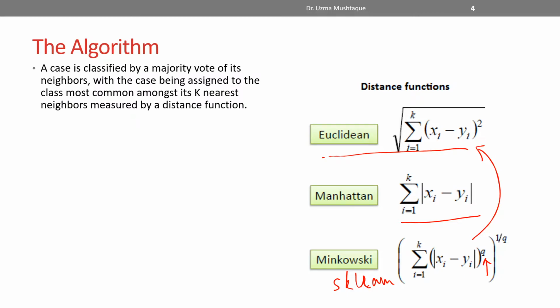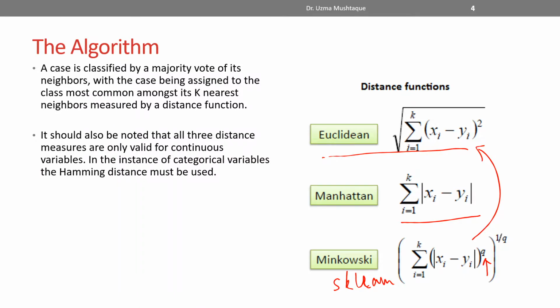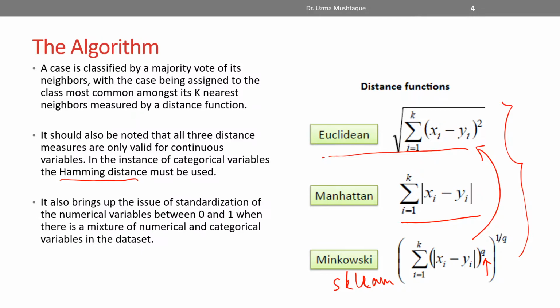Okay, so a case, as we said, is classified by a majority vote of its neighbors. We just saw that, right? And there are ways to break ties sometimes, so there are certain rules that apply. It should also be noted that all these distances are valid for continuous variables. In the instance of categorical variables, something known as a Hamming distance is used. So let's say these x and y's were zeros and ones, then there is another distance that's used to calculate the distance. But the idea remains the same. We are trying to find the close proximity.